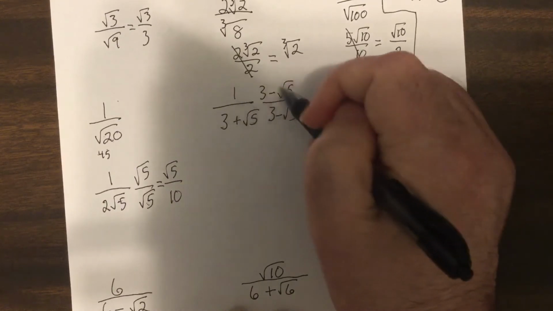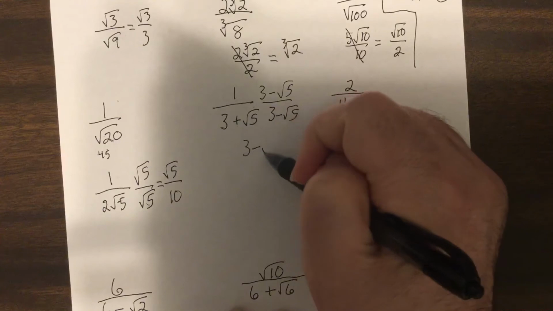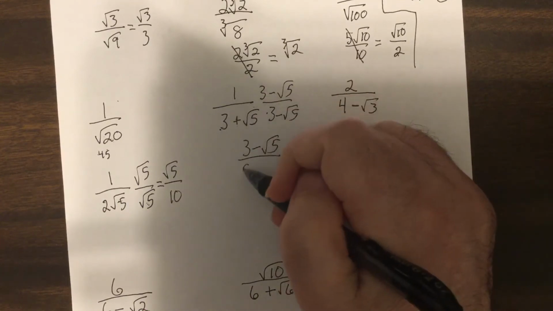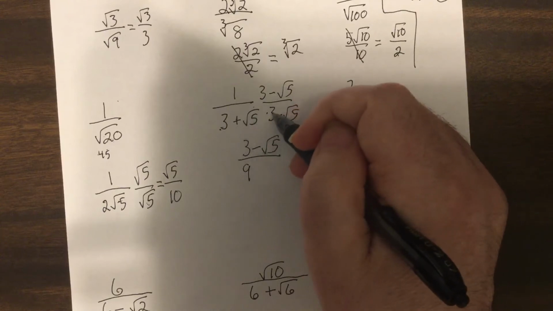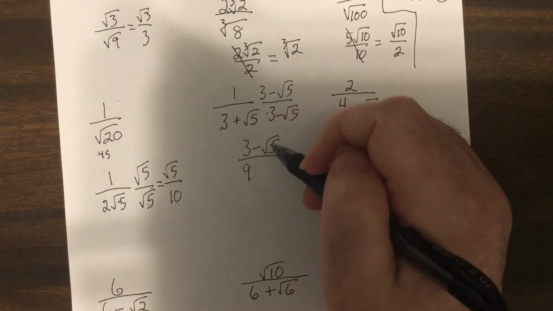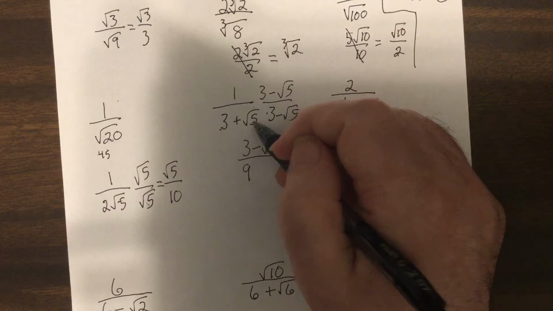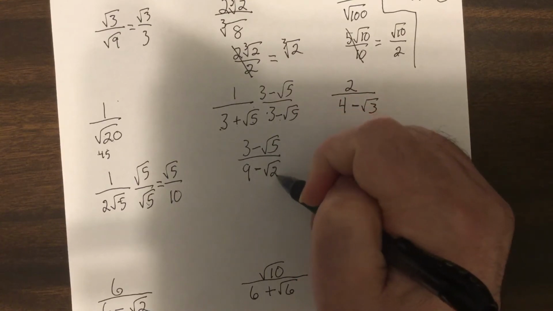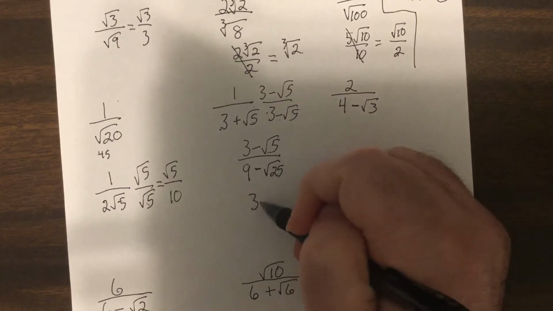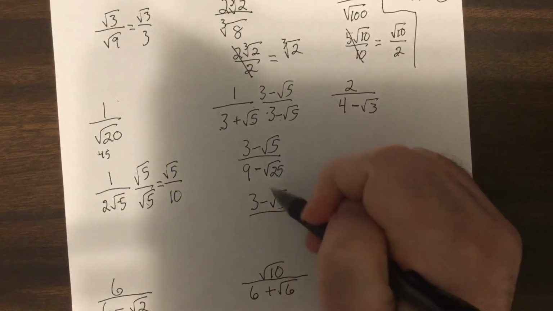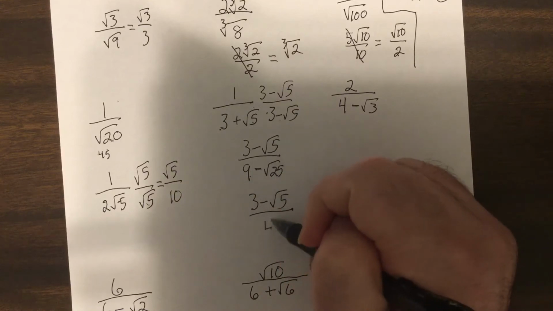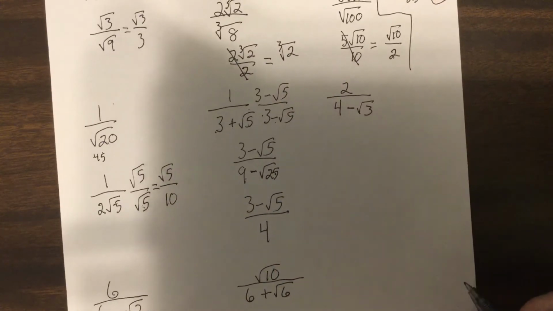So I distribute the 1, so that'd be 3 minus square root of 5 on the top. And on the bottom, 3 times 3 is 9. 3 square root of 5 minus 3 square root of 5 is 0. Then 5 times the negative square root of 5 is negative square root of 25. So this would be 3 minus square root of 5 over 9 minus 5, which is 4. Square root of 25 is 5.